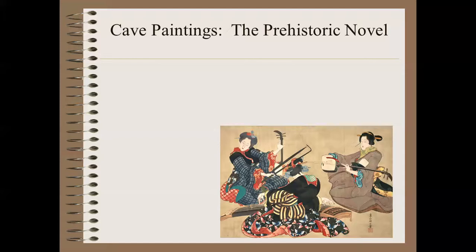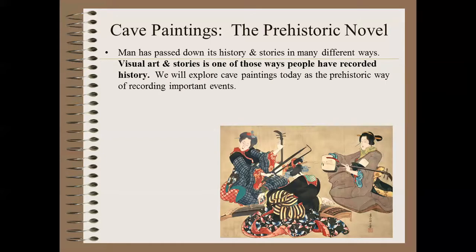If you look at question number 2, this is actually going to relate to that. Man has passed down its history and stories in many different ways. Visual art and stories is one of those ways people have recorded history. We'll explore cave paintings today as the prehistoric way of recording important events. So question number 2 for you guys is: mankind has passed down its history through the use of what? That's what you'll find on this slide.